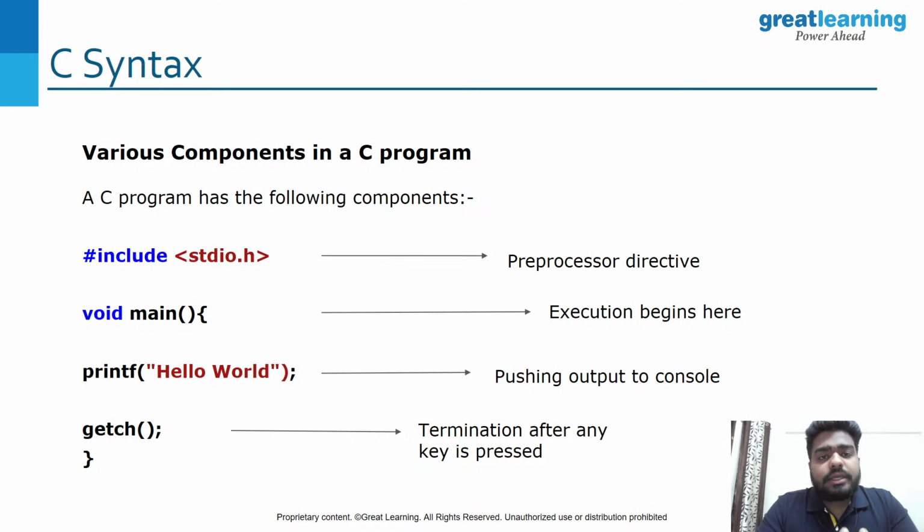Now moving to the C programming syntax: what are the basic things to write in a programming language? And if we don't write them, then what will happen? So the very first thing is the preprocessor directive. Now what is this preprocessor directive? Let's understand.